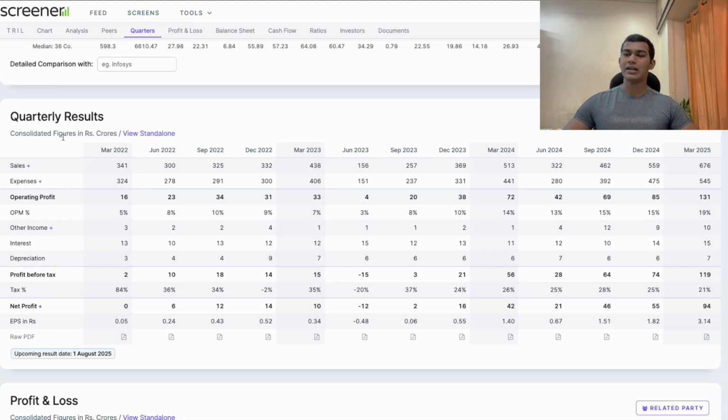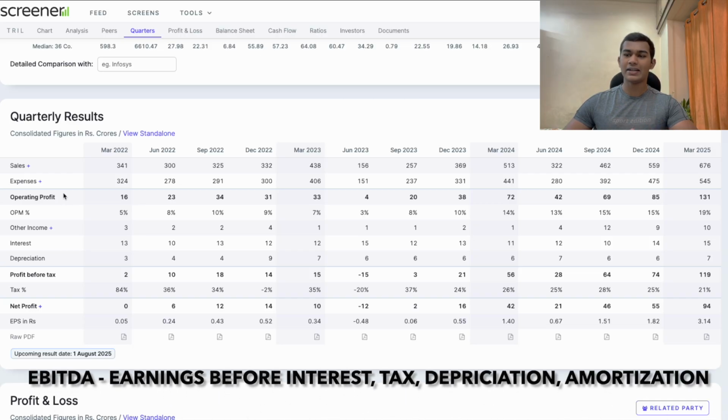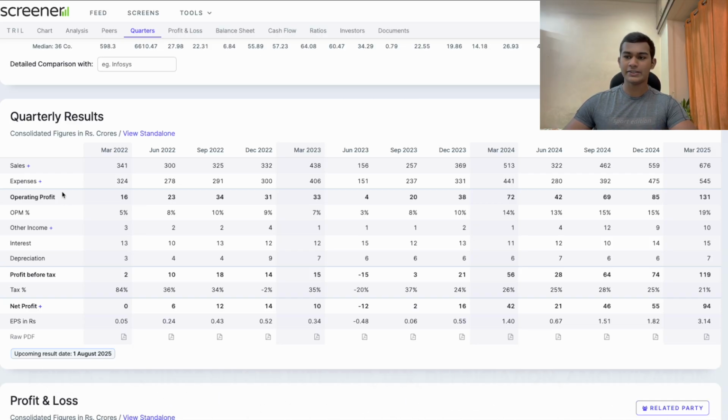So first, let's understand sales. Sales is known as the top line of the company. Sales or revenue, it is the same thing. Then if you subtract expenses from sales, there are two types of expenses, direct as well as indirect expenses, and on Screener both of them are clubbed together. If you subtract expenses from sales, you get the operating profit, also known as EBITDA, that is earnings before interest, tax, depreciation, and amortization.